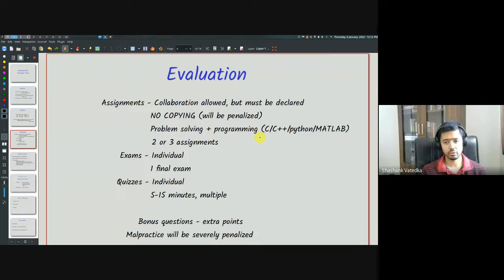You're free to use any one of these 4 languages to hand in your programming assignments. I would prefer that these be handed in C, C++, or Python, but if you're not comfortable at all with any of these 3, you can use MATLAB. There'll be 2 or 3 assignments in this entire course. And as I mentioned, most of the weightage will be for assignments, around 40%.